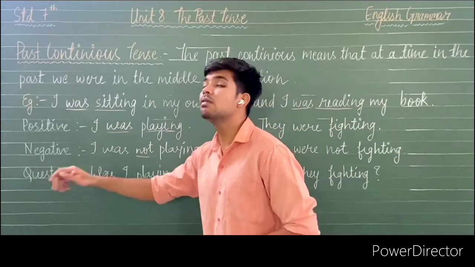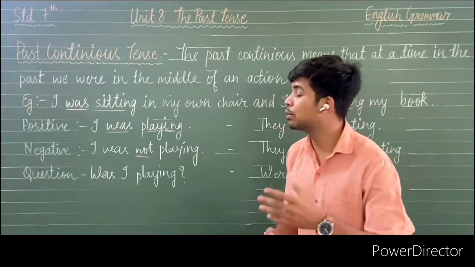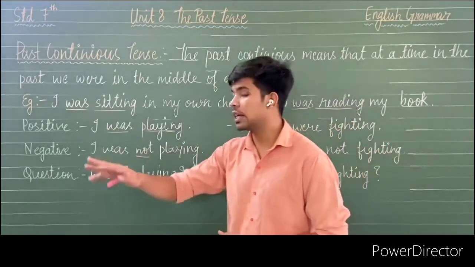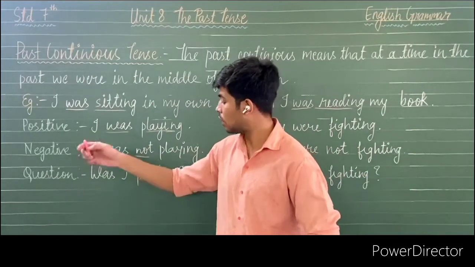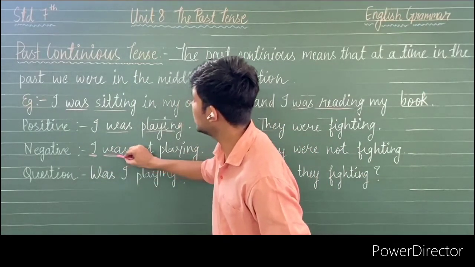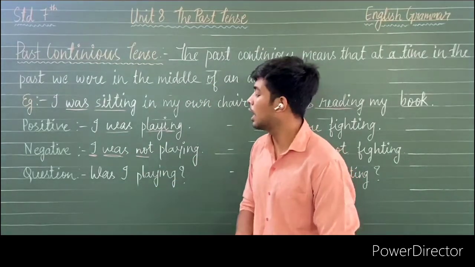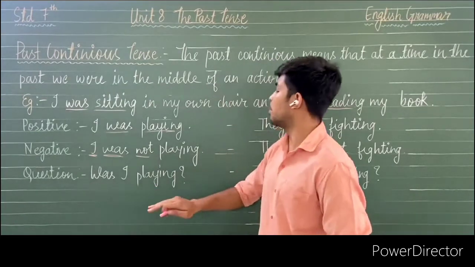Now in the question form of the sentence, we simply have to replace the position of the subject and the verb. For example, here I was the subject and was the verb. So simply we have exchanged the position, like: was I playing?